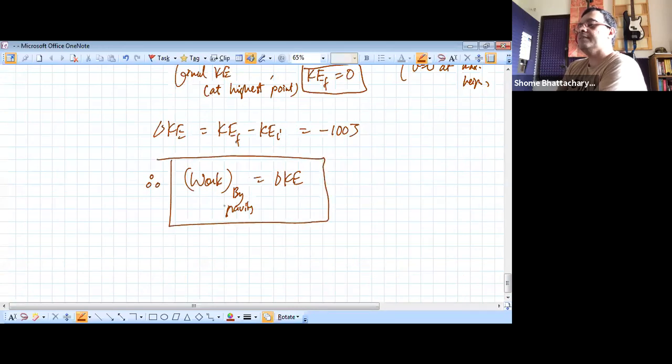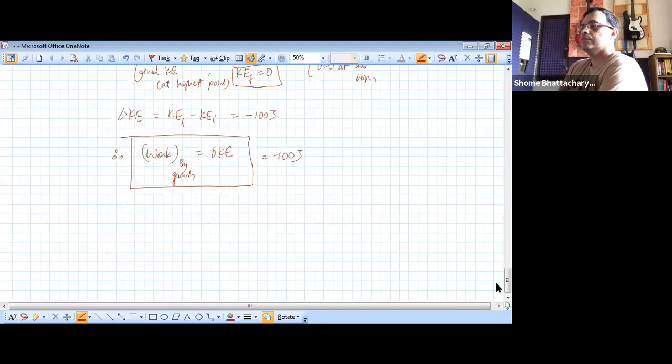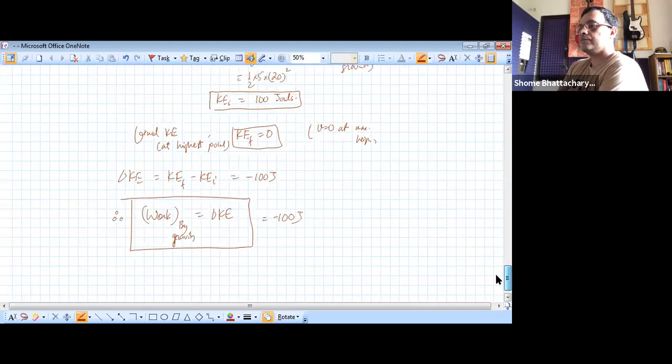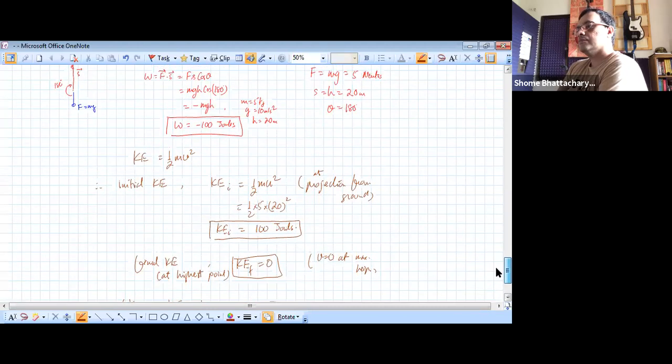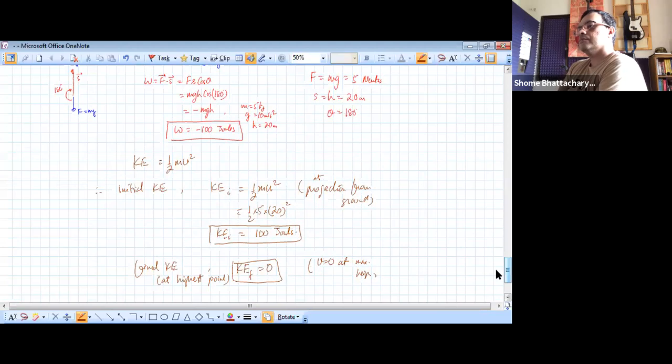Only the gravitational force is acting on it, so it's doing work, but it's doing negative work, and that change is equal to minus 100 joules. So this is doing negative work. That's why the kinetic energy is decreasing. It's decreasing from 100 to 0. Okay, so this is the full proper application of this work done and the relationship with kinetic energy.